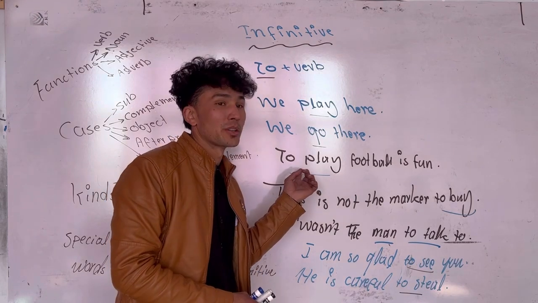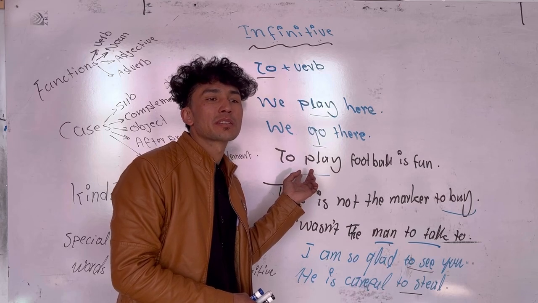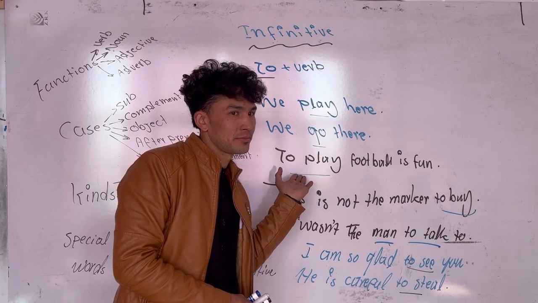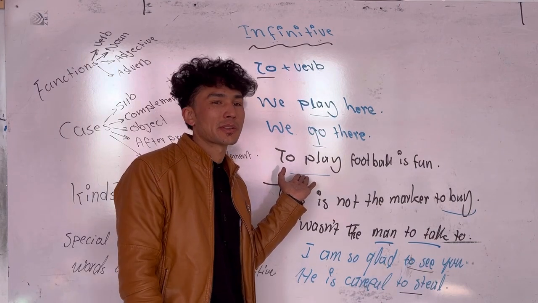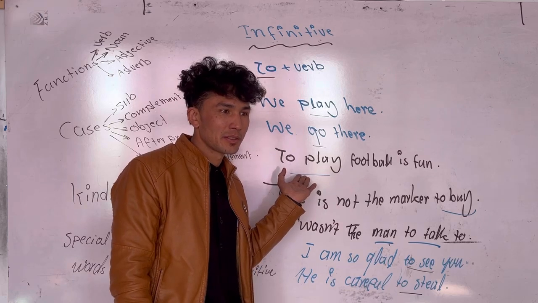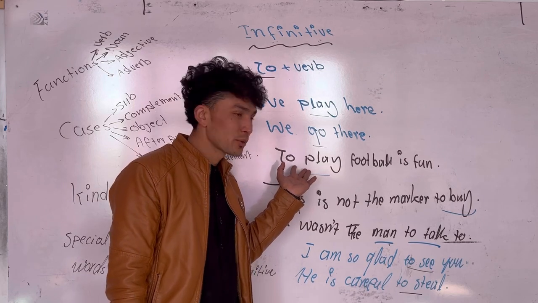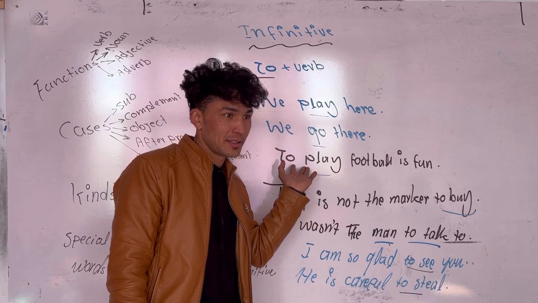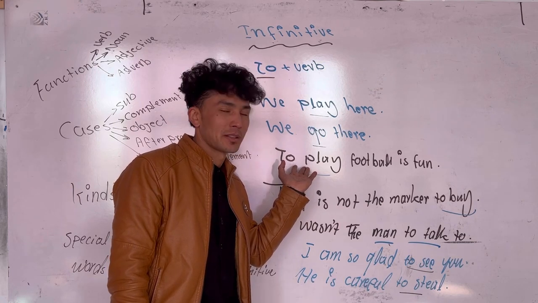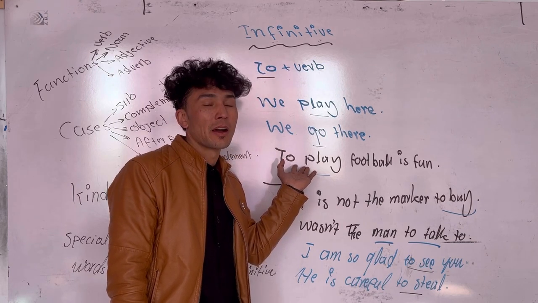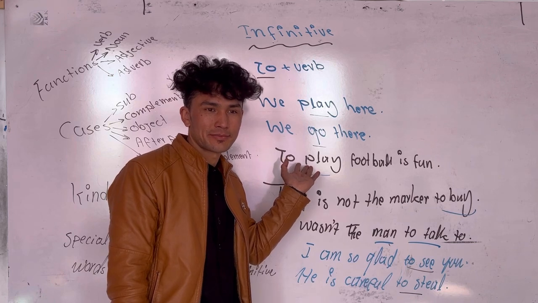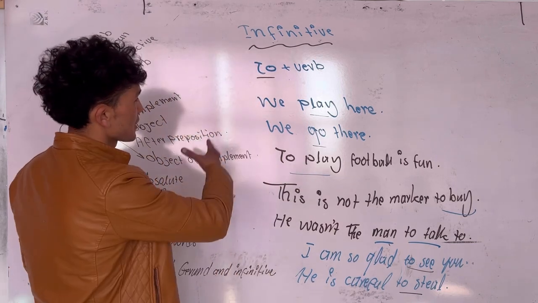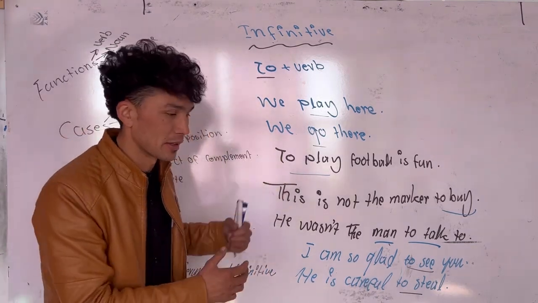In Old English, we could use this. Instead, you can use a gerund. Seeing you is so interesting. So to play is not artificial. Okay, this is old-fashioned. Instead, you can bring a gerund. Okay. You understood? Okay. This is all about the function of infinitive.